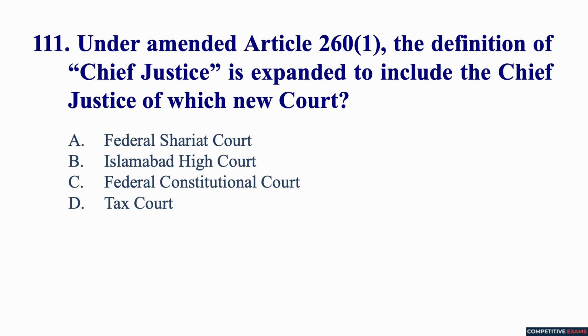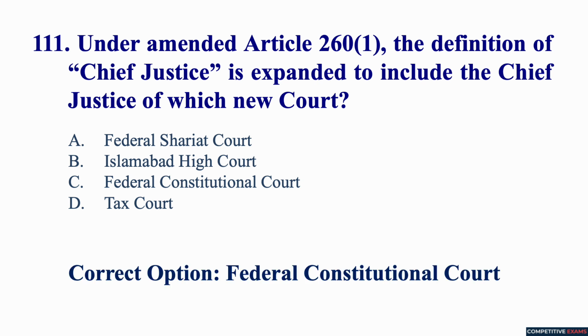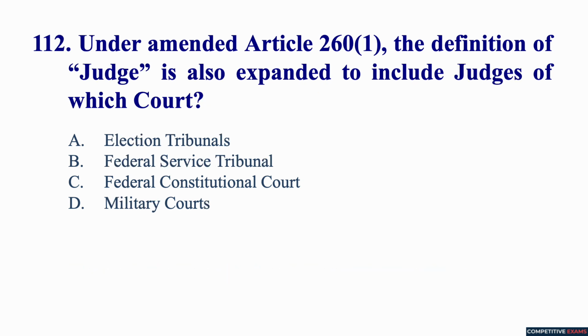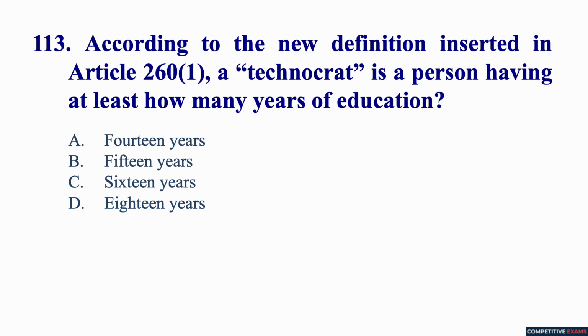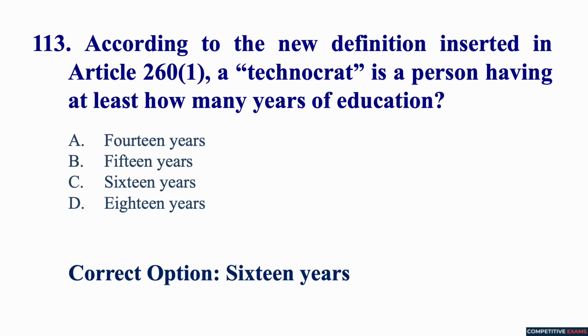Under amended Article 261, the definition of Chief Justice is expanded to include the Chief Justice of which new court? Federal Constitutional Court. Under amended Article 261, the definition of judge is also expanded to include judges of which court? Federal Constitutional Court. According to the new definition inserted in Article 261, a technocrat is a person having at least how many years of education? 16 years.